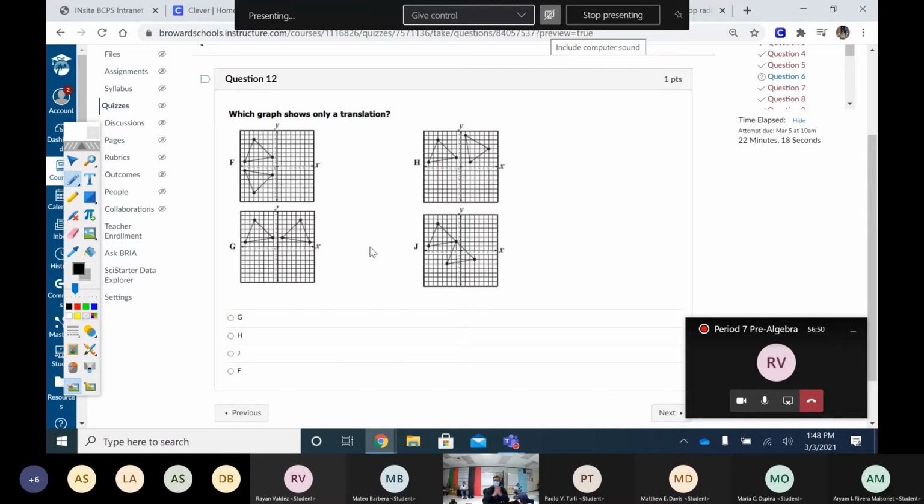It just slid. It didn't turn. It didn't flip. It didn't do anything. It just moved. That's all it did. C. J. It's J. It just slides. It has to look exactly the same, and it just moves. It doesn't turn. It doesn't flip. It has to look exactly the same. J, because it just moved up and it didn't turn.